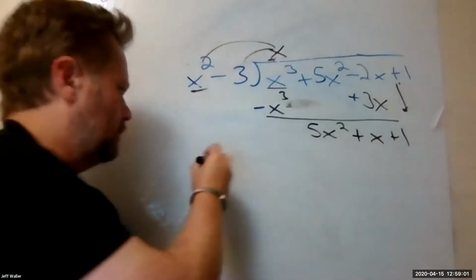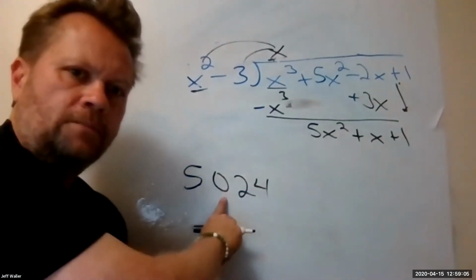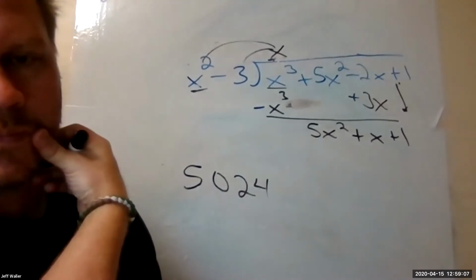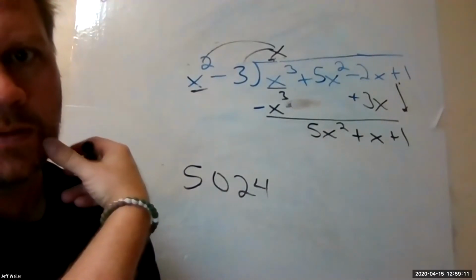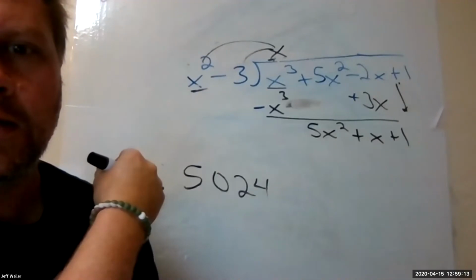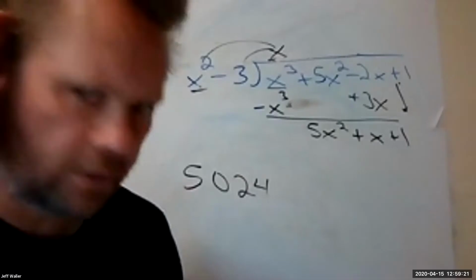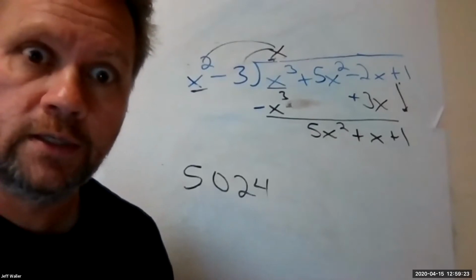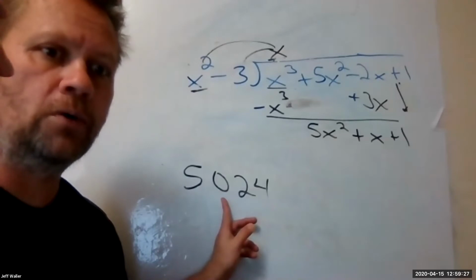What is this? What does that 0 mean? Hundreds. There's no hundreds, right? There's 5,000s, there's 2 tens, and there's 4 ones, but there's no hundreds.